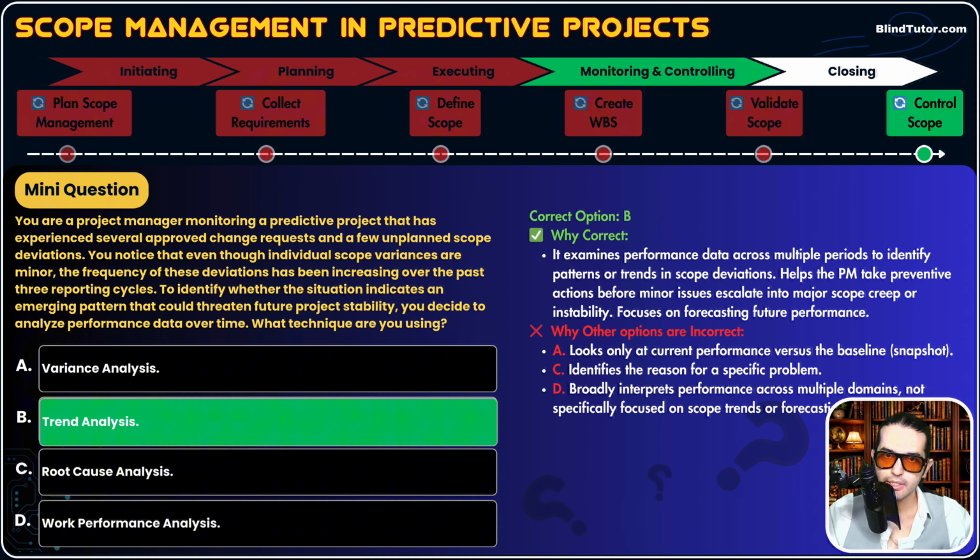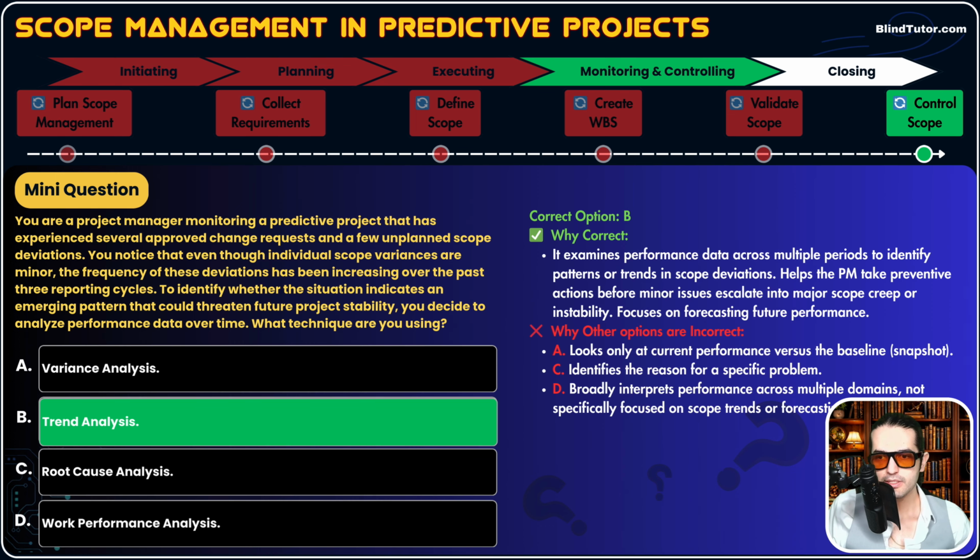Why are the other options incorrect? Option A, variance analysis. Guys, variance analysis is for the current situation. It has nothing to do with past performance data or past patterns, okay? Variance analysis looks only at current performance versus the baseline, not trends, not patterns or other past data. And variance analysis does not predict future performance. No, it just looks at the current situation.